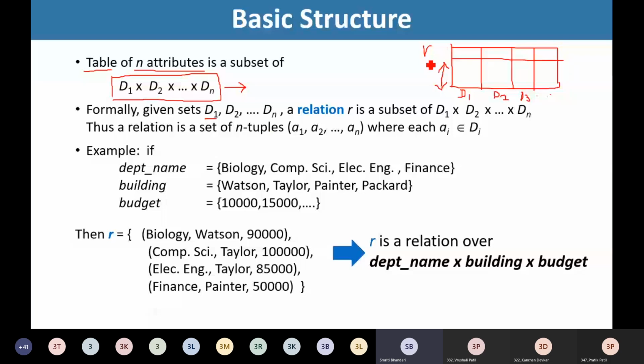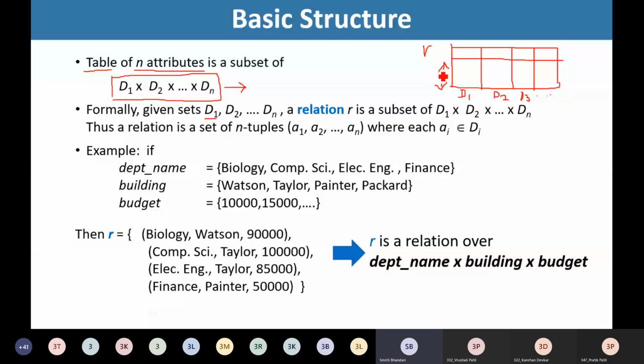But whenever I'm talking about a relation, it has some limited number of rows. So this relation, or this table, is considered a subset of this huge Cartesian product of D1, D2 up to Dn. Got it? Yes? Are you able to understand me?